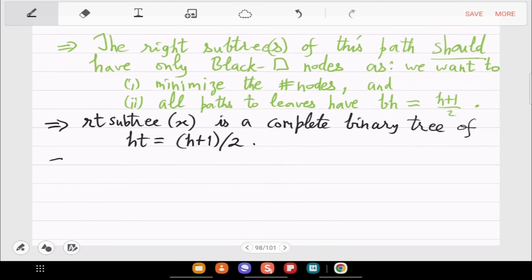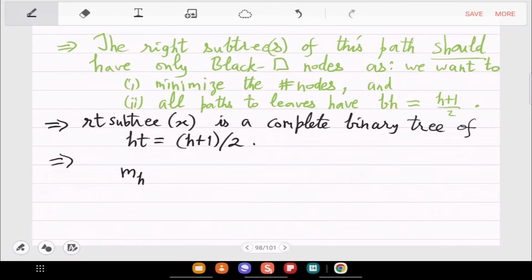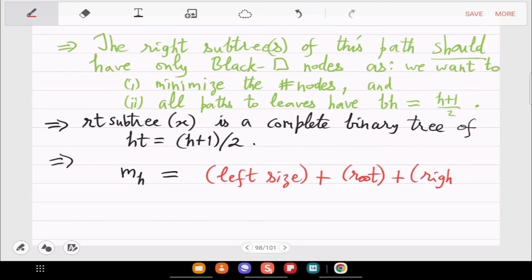Okay, so which now will give you the recurrence. So what were you using? M sub h. Yeah, m sub h is then equal to, basically we'll write here the left size plus 1 for the root and the right size. Okay, so this is the only idea for the recurrence.